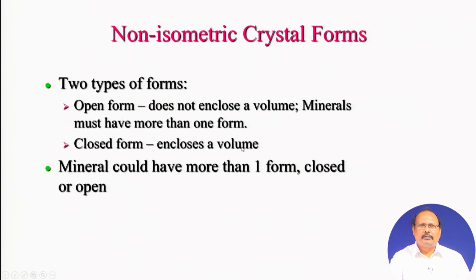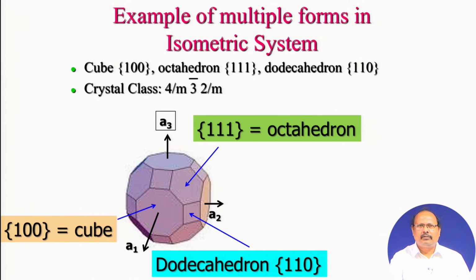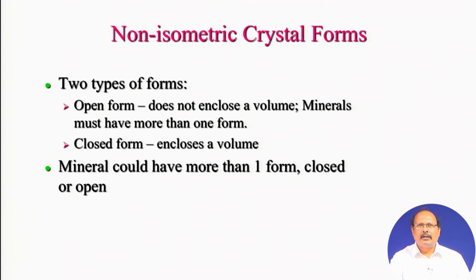Now, let us start with the non-isometric crystal forms here. There are 2 types of non-isometric crystal form. One type we call an open form, that does not enclose a volume. So, obviously, we require 2 such open forms to enclose a volume here, and you can also have a closed form, which encloses a volume here. So, minerals could have more than one form, closed or open.